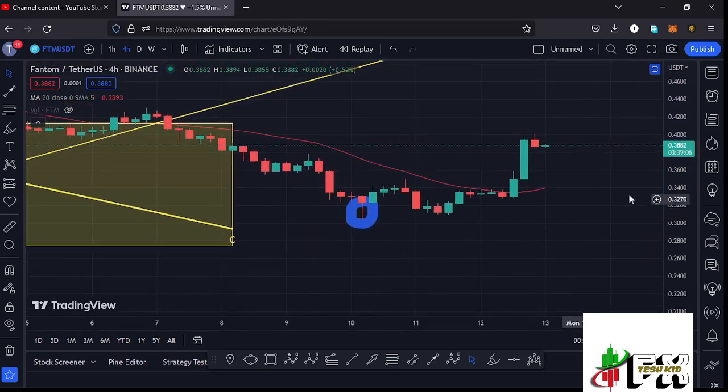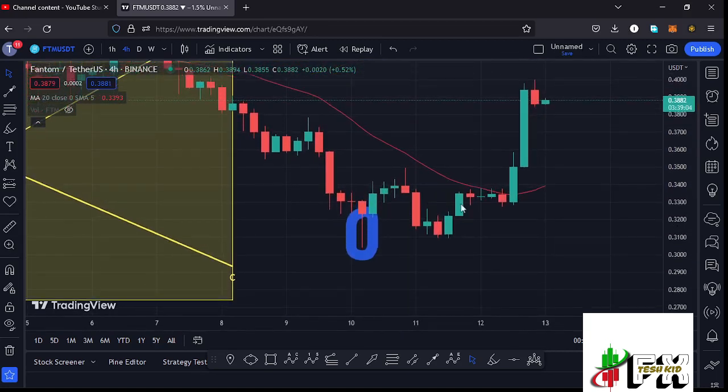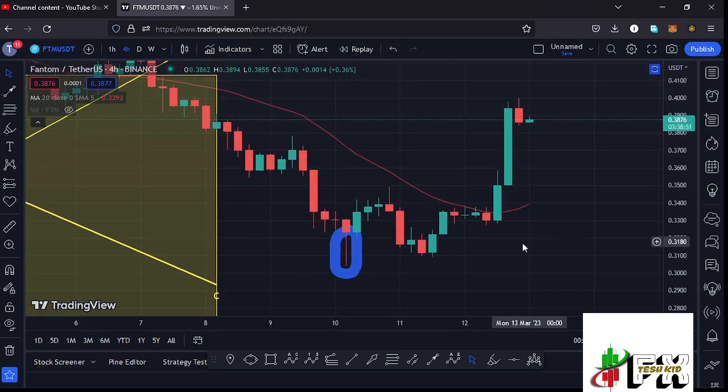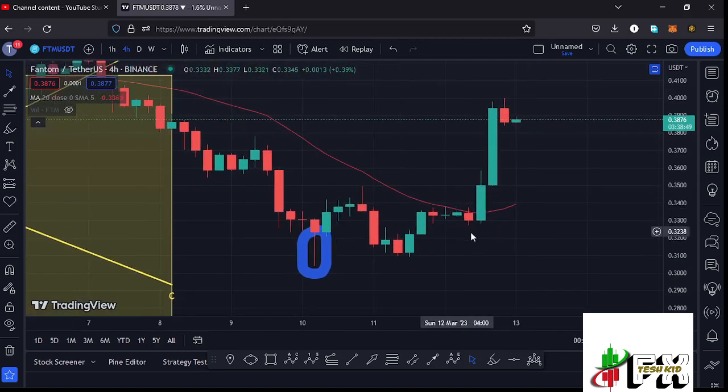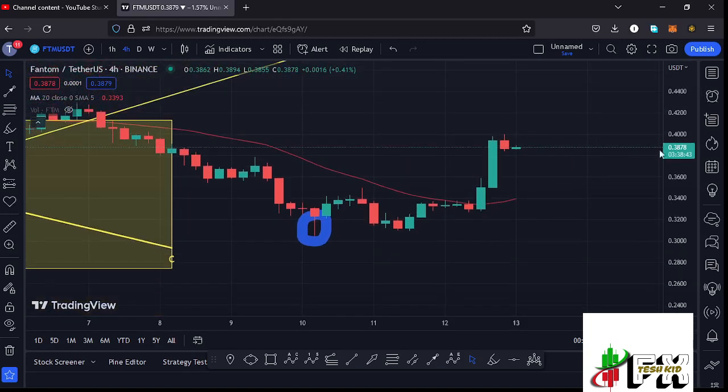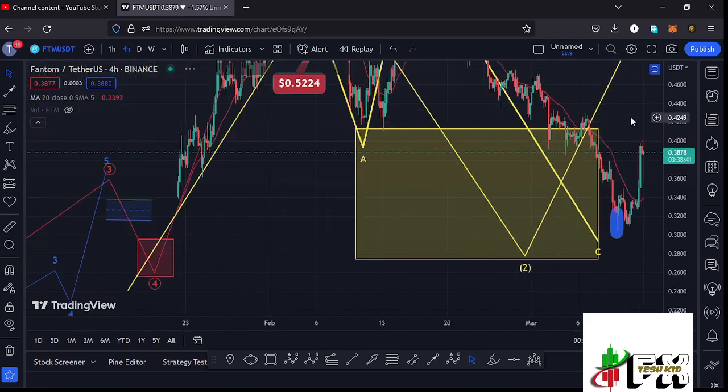And after seeing the formation of that low down there, we saw the formation of this long wick to the lower side, which was an indication that the buyers were trying to get back into the market. And after seeing the formation of that long wick, you can see that we have been seeing a bit of a bounce to the upper side in a move that has now given us a break above the 20-day MA and also given us a peak at around the $0.39399 mark.